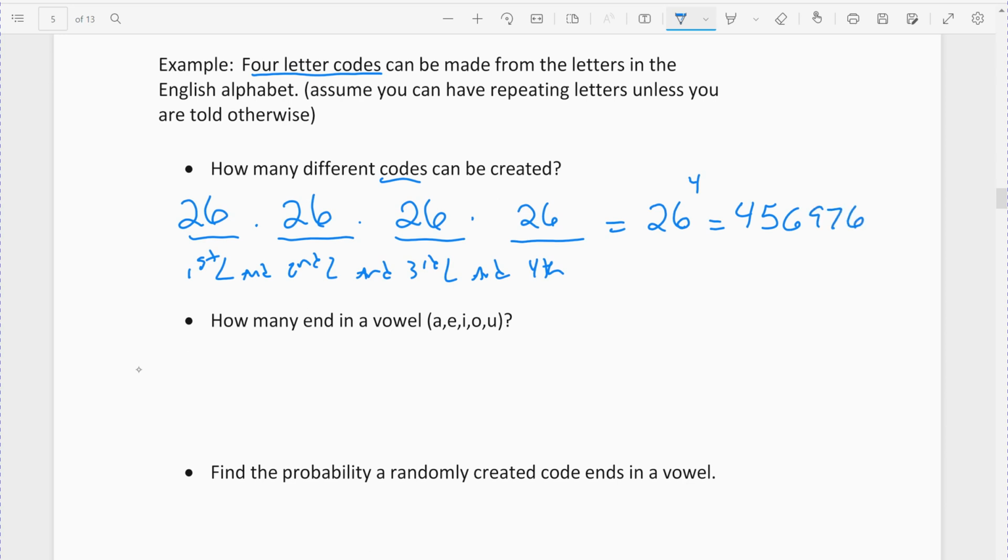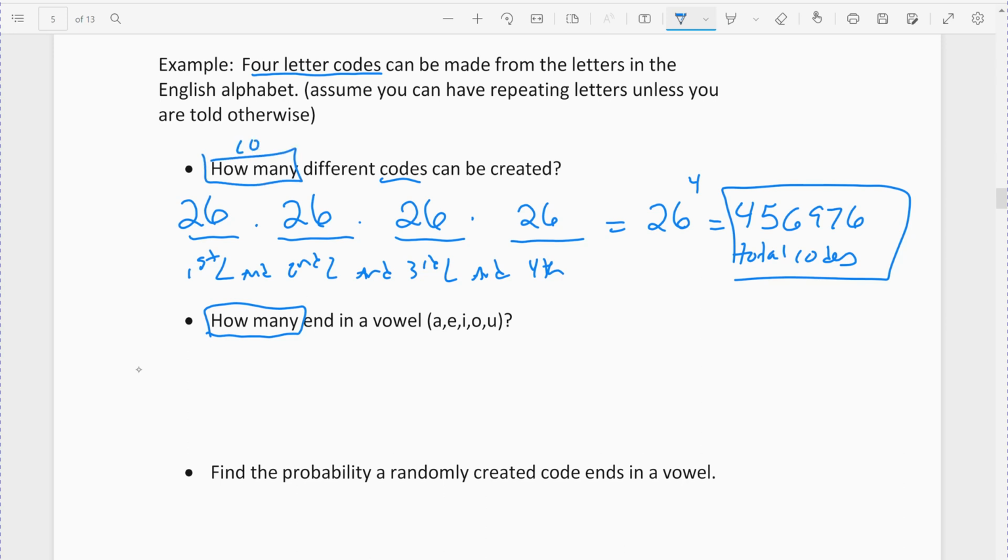All right, it's 456,976 total codes. That would be the big set. How many, so again, we're counting, so we make sure we know this is just the count, not the probability. How many of the almost 500,000 codes only use the vowels?